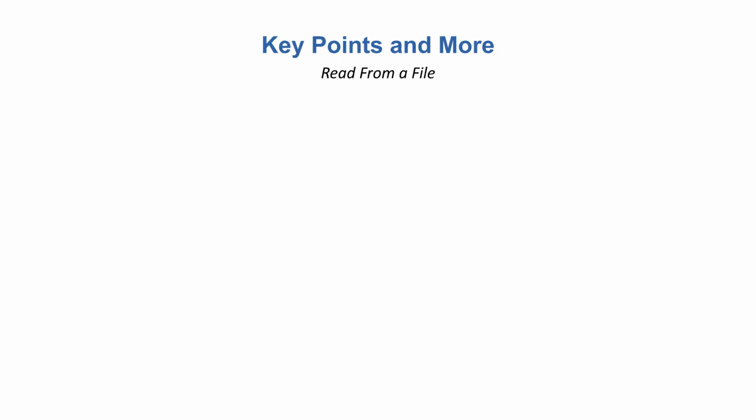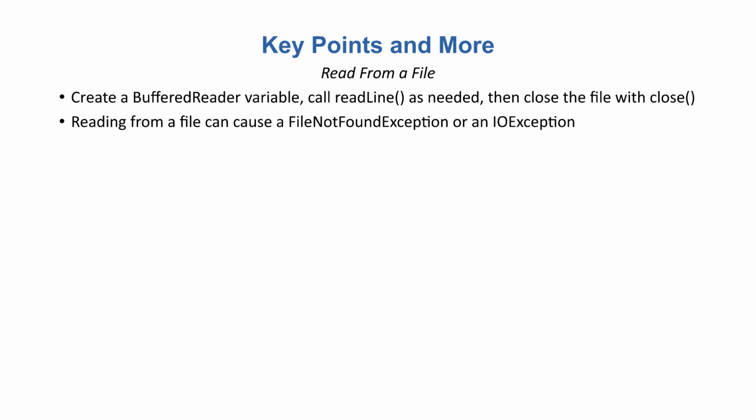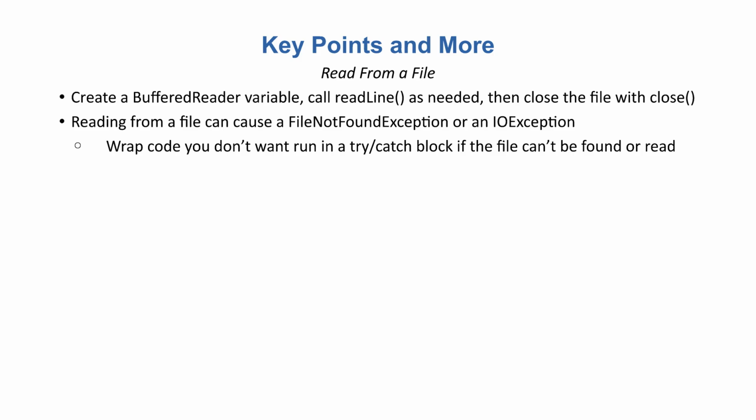Key points and more. Read from a file. To read from a file, create a buffered reader variable, call its readLine method as many times as needed, then close the file using close. Reading from a file can cause a file not found exception or an I/O exception. Wrap the entire process of open, read, and close, and any other code you don't want to run if it can't find or open the file, in a try-catch block.